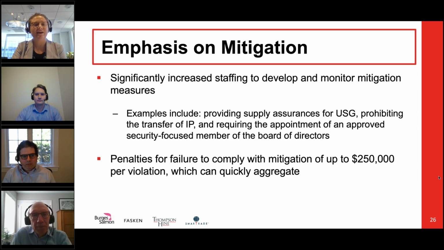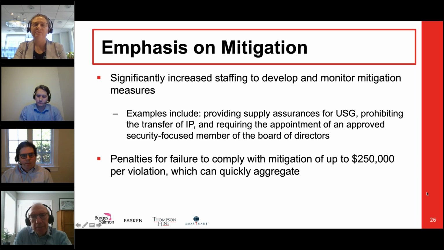I also wanted to highlight that there has been an increasing emphasis on mitigation at CFIUS. They have increased staffing. They now have a whole team devoted to developing and monitoring mitigation measures within CFIUS and also at various agencies who are part of the committee. Different agencies seem to take the lead on different types of mitigation measures. So DOJ is often the cyber, the data protection kind of agency, but DOD can have a role in that. And DOD takes the lead in other mitigation agreements.